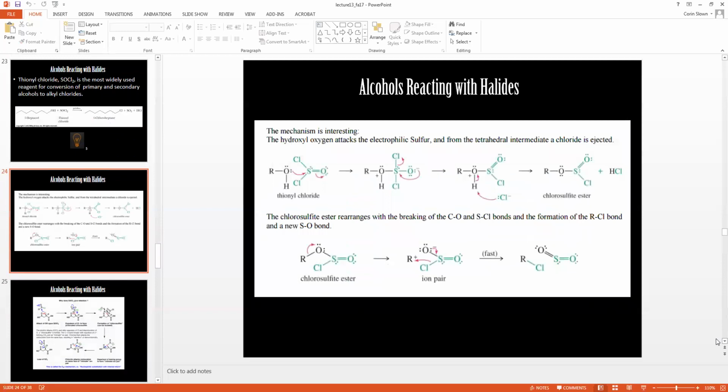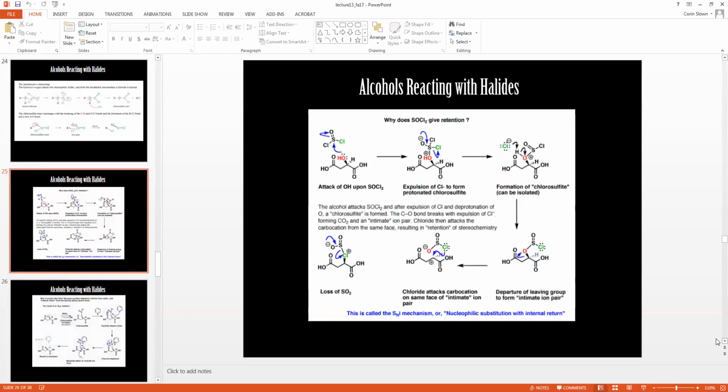So the actual mechanism is quite interesting. The hydroxyl oxygen is going to attack the electrophilic sulfur, and then from the tetrahedral intermediate, we're going to eject a chloride. This new chlorosulfite ester rearranges by breaking the carbon-oxygen and sulfur-chloride bonds, and then forms the R-Cl bond and a new sulfur-oxygen bond.